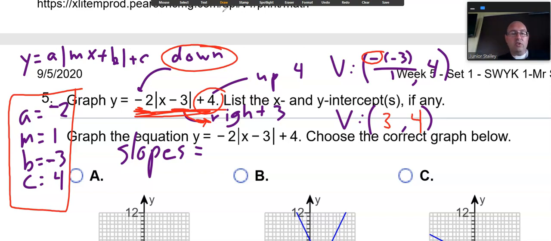Okay? We know that it's opening down. We also know the slopes of the lines are plus and minus A times M, right? So 2. Plus and minus 2. So that's what we're going to have to use to graph this.